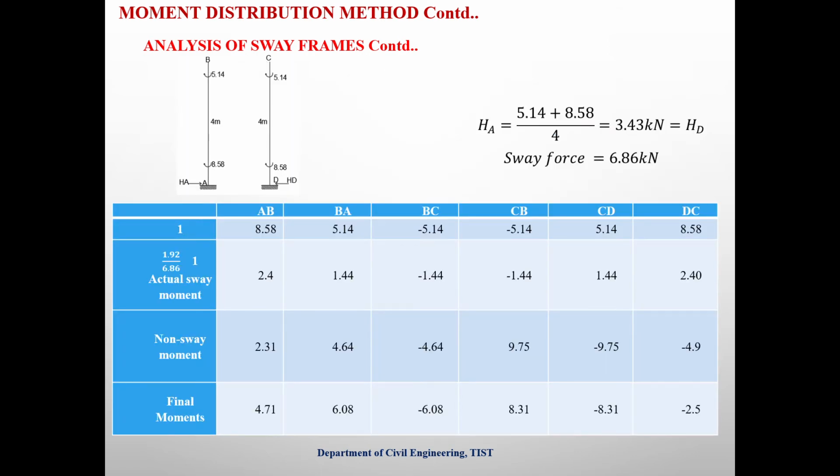In order to find out the sway force due to this moment, we have to consider the free body diagram of AB as well as CD. Firstly, consider the free body diagram of AB and mark all the moments obtained from this table, mark the horizontal loads acting on the column if any, and mark HA. Then take the moment about the point B to get the value of HA, and similarly take the moment about C to get the value of HD. Then in this case we will get the value of sway force as 6.86.